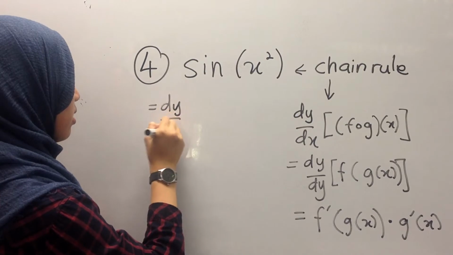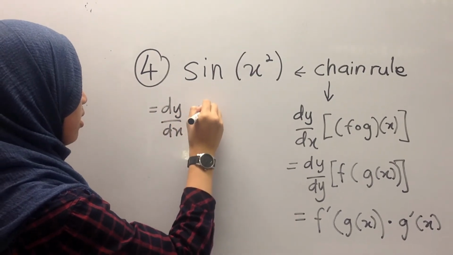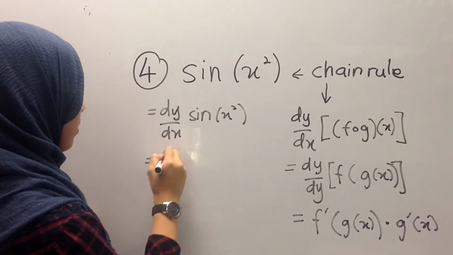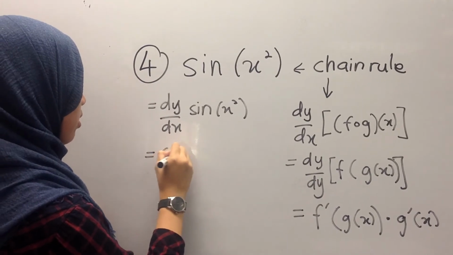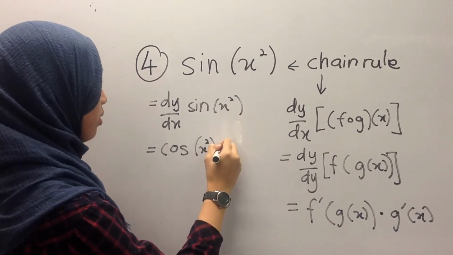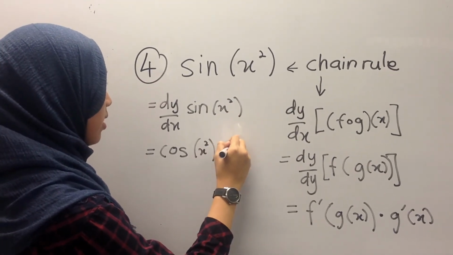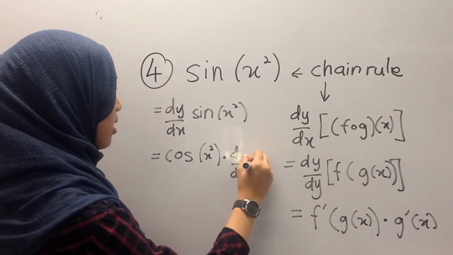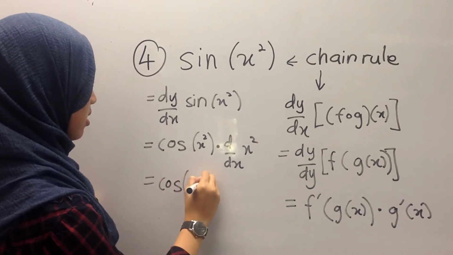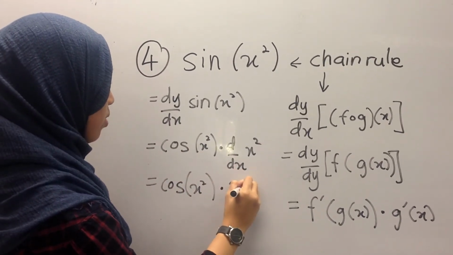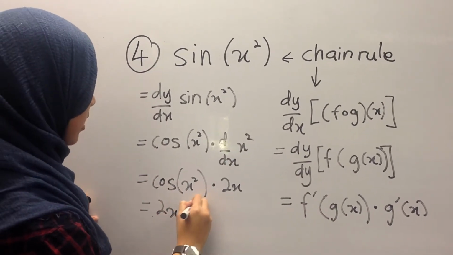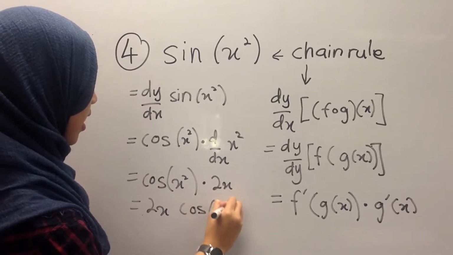dy dx of sine x squared. And then I will get this one, cos x squared. Then I will differentiate the other one, that is x squared, and I will get like this, 2x. You differentiate it, then my final answer is 2x cos x squared.